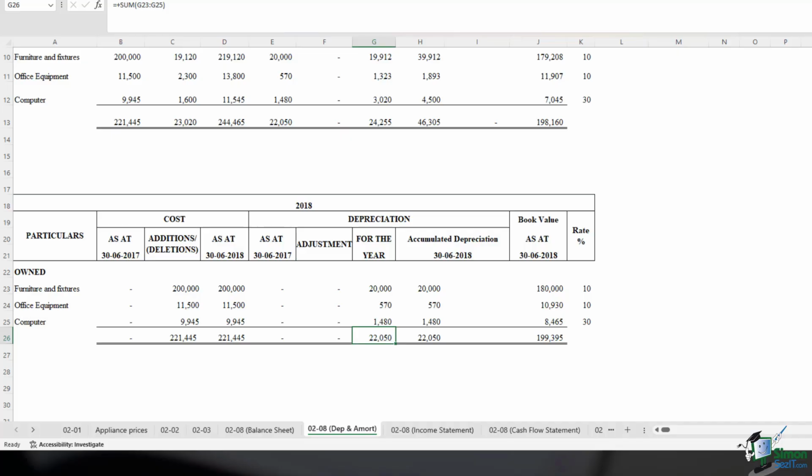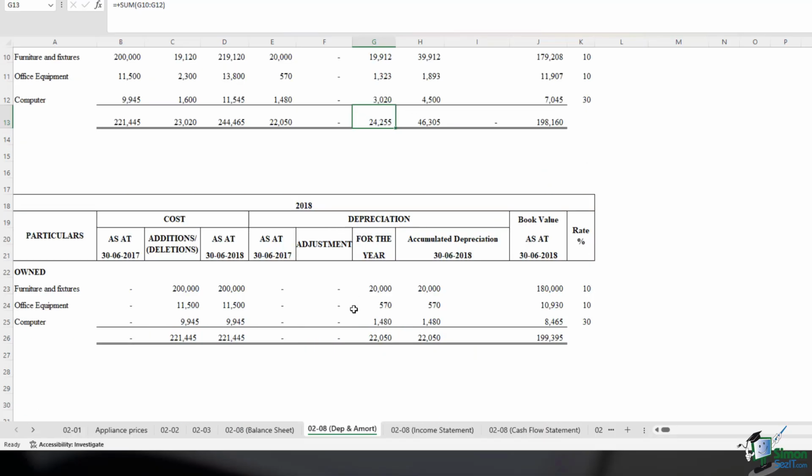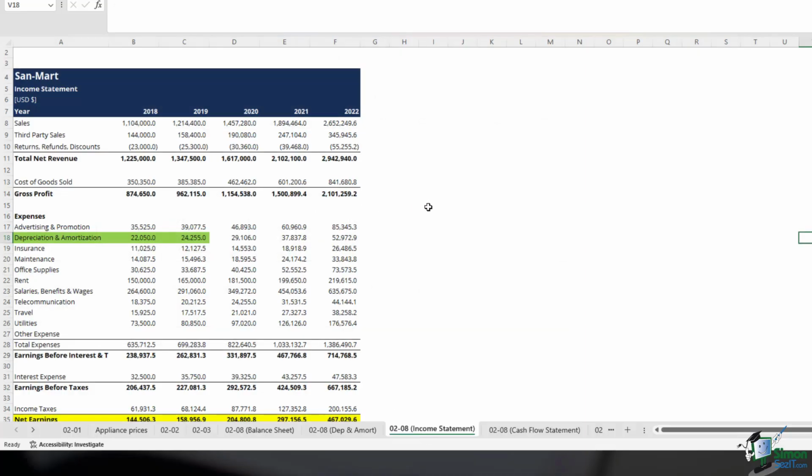So this process of calculating depreciation ensures that financial statements accurately portray the value of assets, laying the foundation for sound decision-making. By calculating the depreciation in 2019, we are saying that there is an expense of $24,255, and we need to deduct it from the income statement to accurately portray the expenses for the year. Same approach for 2018. Now let's weave these numbers into the narrative of Sanmart's journey.